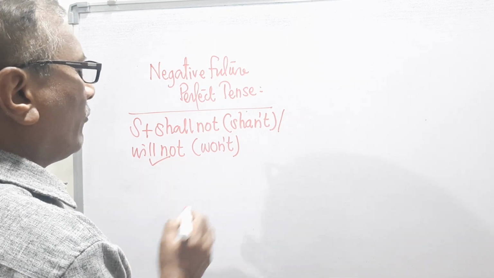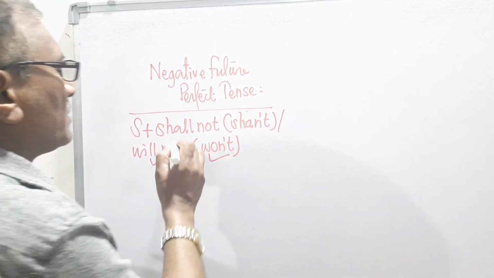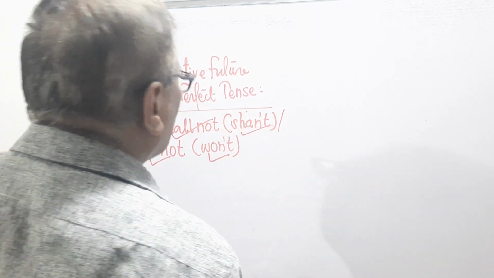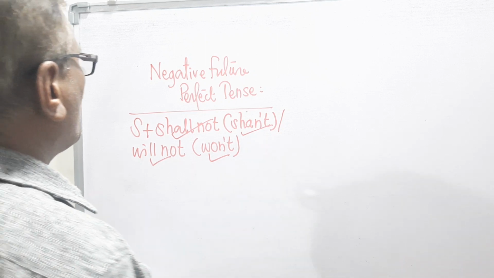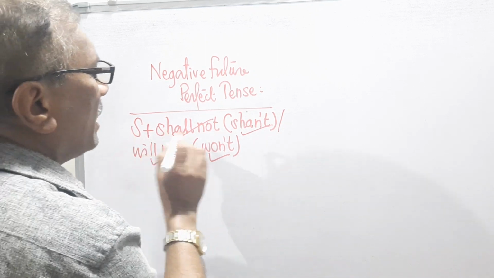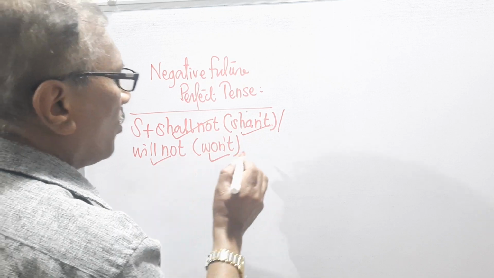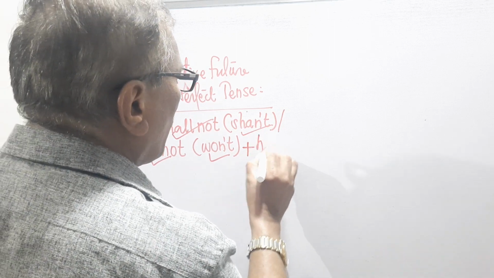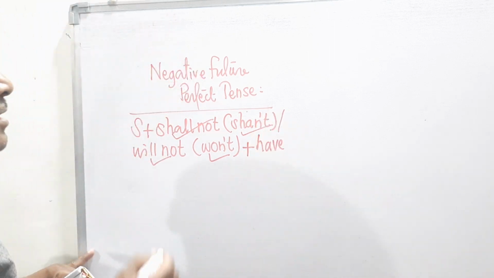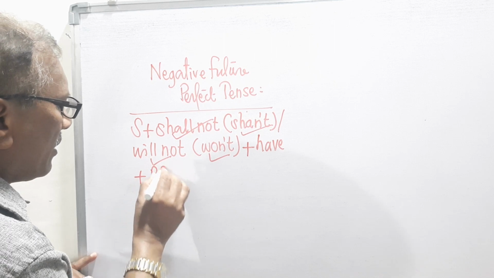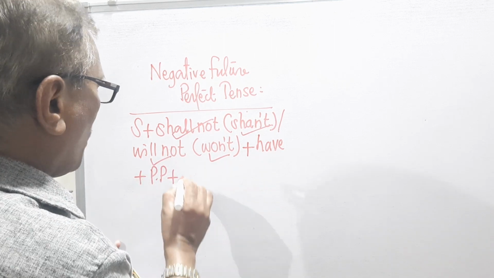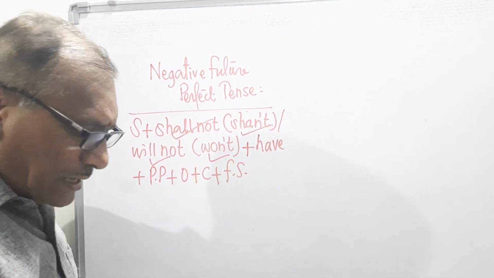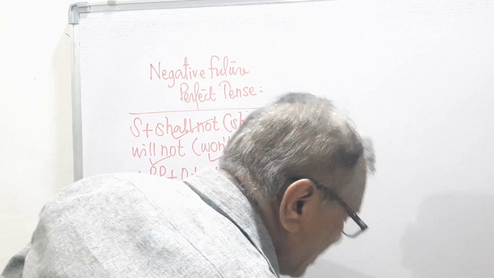Will not is the long form, won't is the short form, shall not is the long form, and shan't is the particular short form. So remember here, subject plus shall not or shan't, will not or won't, plus have, plus PP, plus object, plus complement, plus full stop. In this way we can do the structure of this tense.